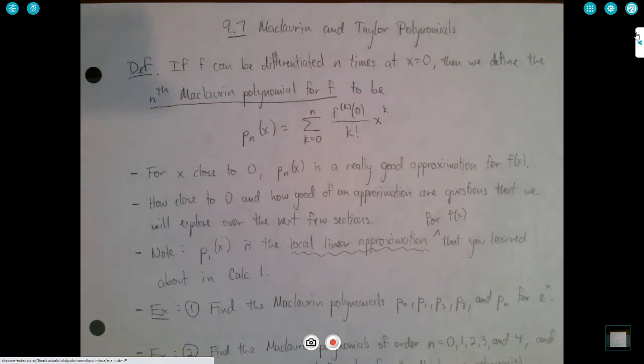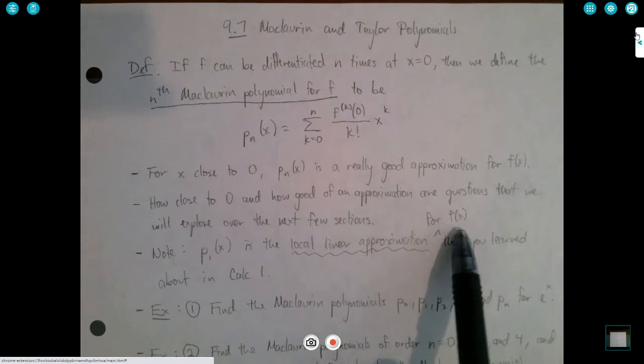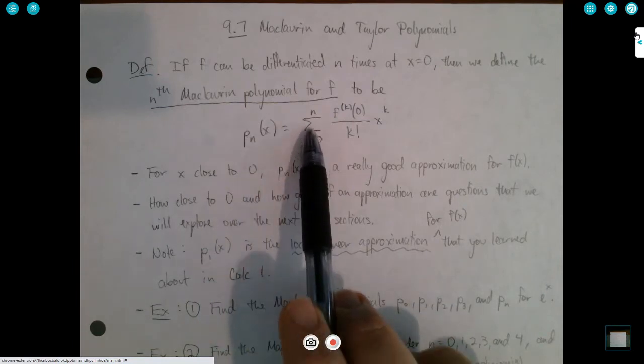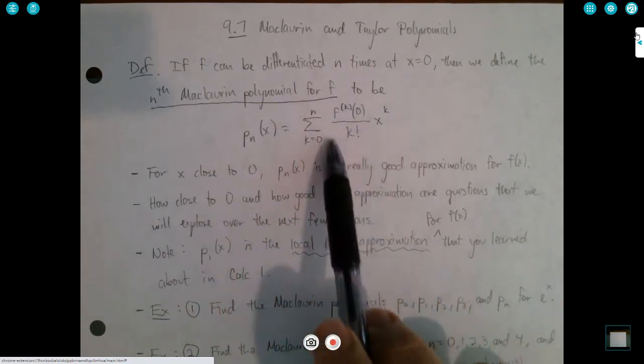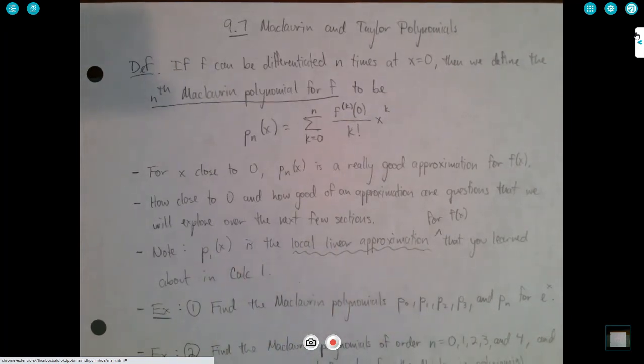This concept of approximating a function with a polynomial is actually not a new thing. You may recall back in Calc 1 that you learned about something called the local linear approximation for a function. Well, as it turns out, P1 of x, so if you just go from 0 to 1, just the first 2 terms of this series, P1 of x is the local linear approximation that you learned about in Calculus 1.